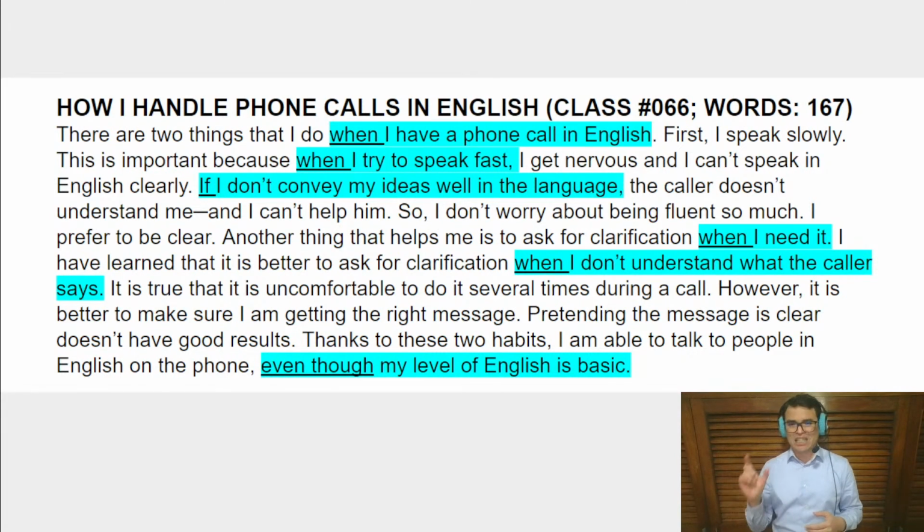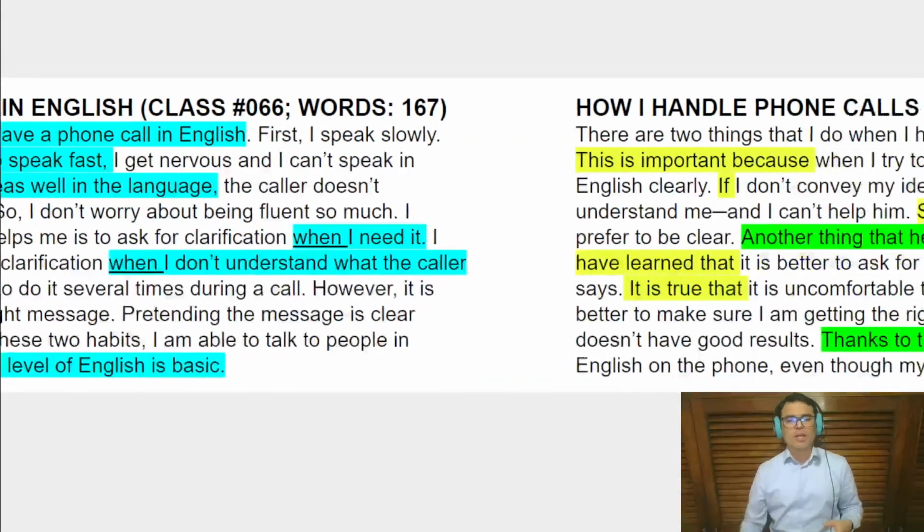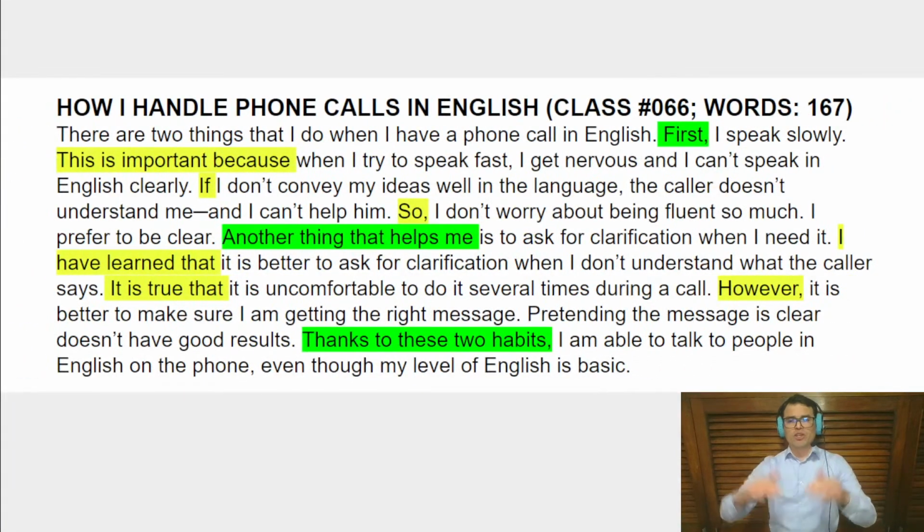Next, when I need it, time clause. When I don't understand what the caller says, that is another time clause. Even though my level of English is basic, a contrast clause. So you use clauses to give context, to give more information about something. And in order to use a time clause, you're going to need when. For a conditional clause, you're going to need if. For a contrast clause, you can use even though, right? Cool. What else do we have here?